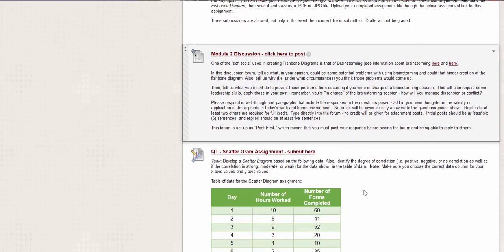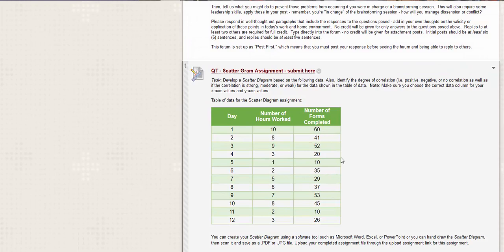All right. Scattergram. Develop a scattergram based on the following data. Identify the degree of correlation, positive, negative, or no correlation, as well as if your correlation is strong, moderate, or weak for the data shown. Make sure you choose the correct data column for your X and Y axis.